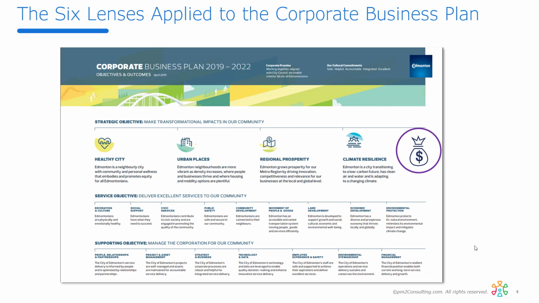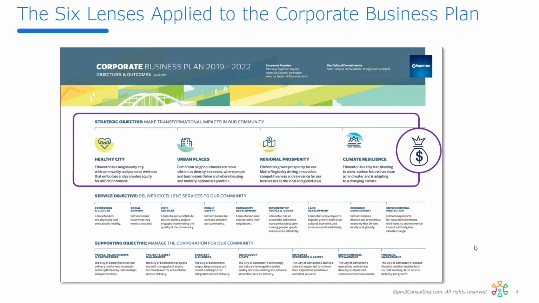The valuation lens is largely used by, in this organization, City Council. Your primary concern is around the valuation of healthy city, urban places, regional prosperity, and climate resilience, right? Your strategic objectives. So that's your 9 times out of 10 core way you look at the organization. That doesn't mean you can look at it in other ways at specific need points, but overall, that should be your general view.